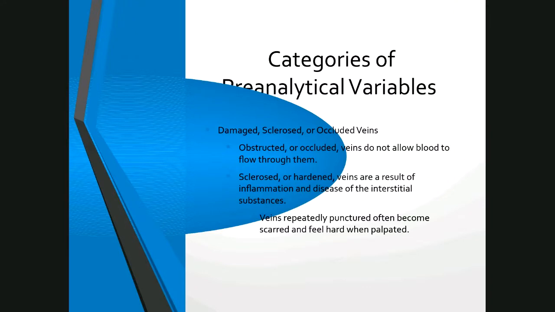Preanalytical variables: damaged, occluded, or sclerosed veins. Obstructed or occluded veins do not allow blood to flow through them. Sclerosed or hardened veins are a result of inflammation or disease, and veins that are repeatedly punctured often become scarred and feel hard when palpated. So please be aware that veins that have been repeatedly punctured and scarred should be avoided at all costs according to CLSI.